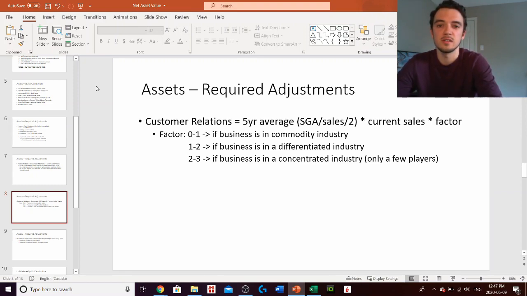And the reason why is because a certain portion of that SG&A expense is going to be on attracting and retaining customers. So then you're going to multiply by the current sales, multiply by a factor, except this time the factor is going to be between 0 and 3. And so if the business is in a commodity industry, the customer relations isn't worth as much, because a buyer can go to another competitor and get the exact same product for the same quality.